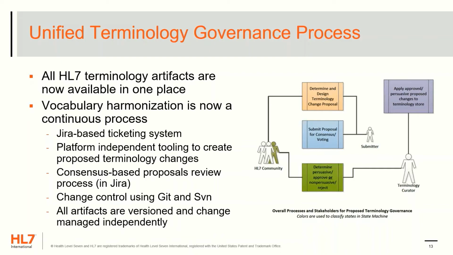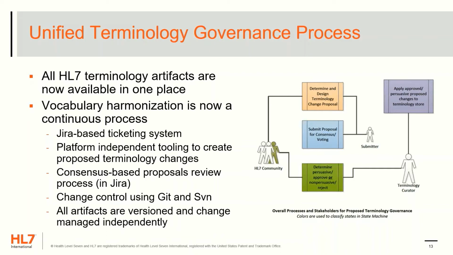With the rapid development of implementation guides, it's really important to be able to push changes through more quickly to support the implementer community. And with this process, changes can be pushed through on demand. The UTG vocabulary maintenance process relies on a Jira-based ticketing system that supports the workflow needed to implement vocabulary changes.